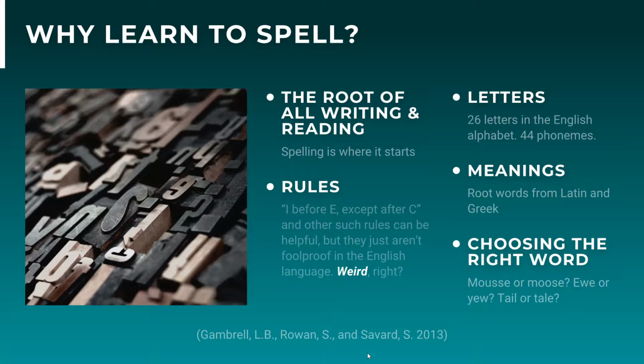Letters. We have 26 letters in the English alphabet and 44 phonemes. That alone is enough reason to commit to the practice of spelling. It doesn't include blends, slides, diphthongs, or any of the other combinations of sounds that we can create with those 26 letters.